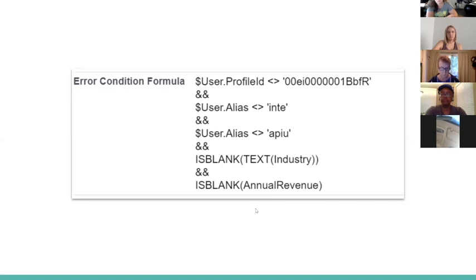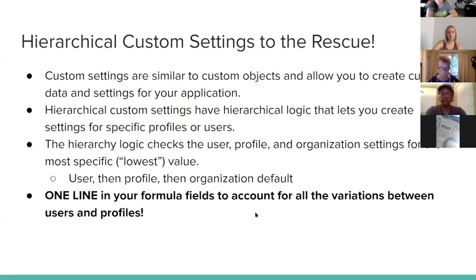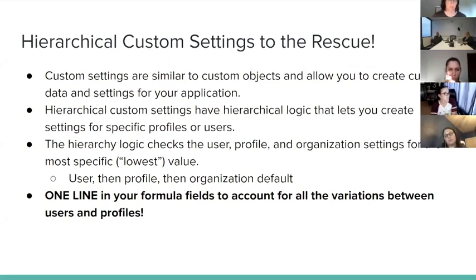So what do we do about this? How do we clean all this up and make our org manageable? This is where hierarchical custom settings come in. For those of you who have not heard of them, hierarchical custom settings are similar to custom objects, and they allow you to create custom data and settings for your app.